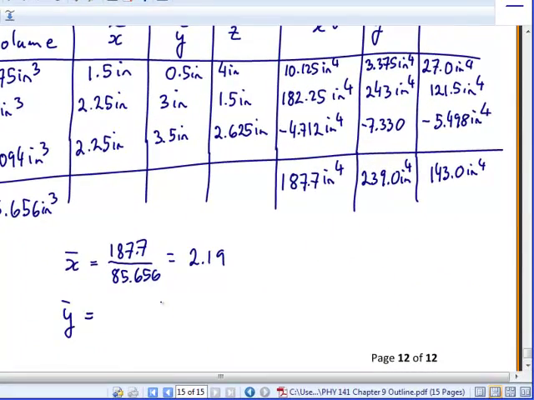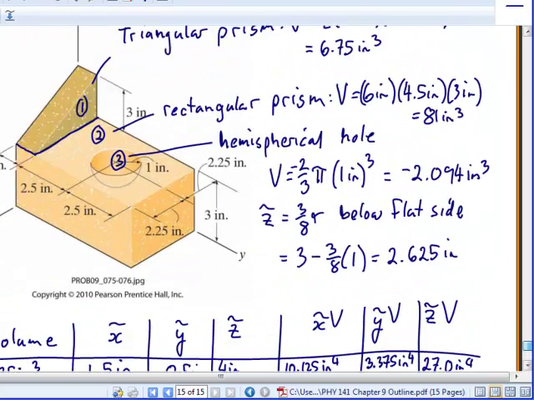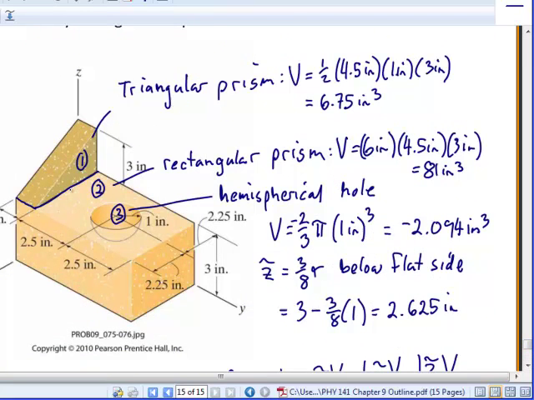Y bar is going to be 239.0 divided by 85.656. 2.79. So that's going to be this way of the centroid of the brick, and again that makes sense. For one thing, we've got a hole cut out of just the positive y side of the center of the brick, and then also we've got the triangular prism that's piled on the left side.